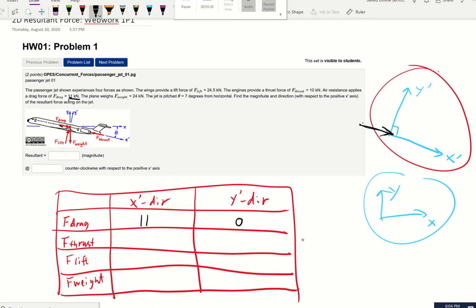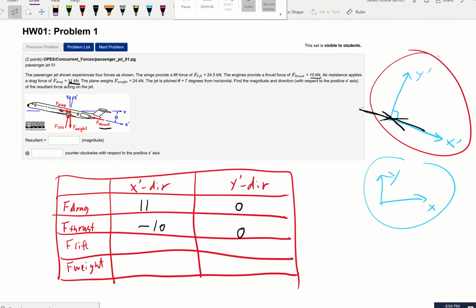Now let's look at F thrust. F thrust is going in that direction, on the negative x prime direction, and it is 10 kilonewtons. So what should I write here then? Negative 10, right? Because it's on negative x prime and there's no y component on thrust.